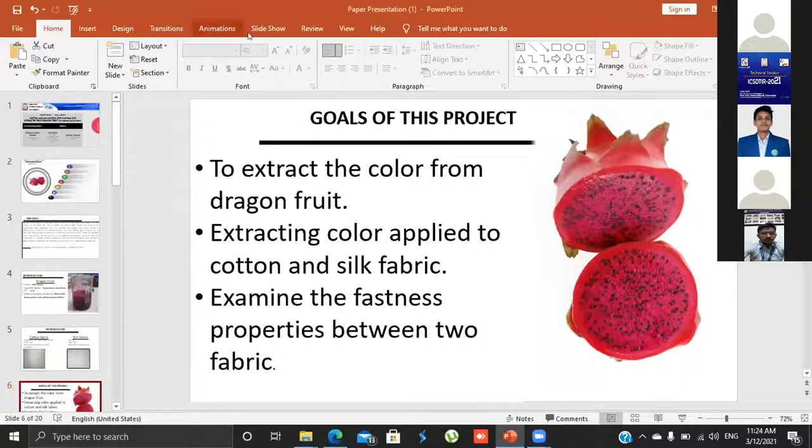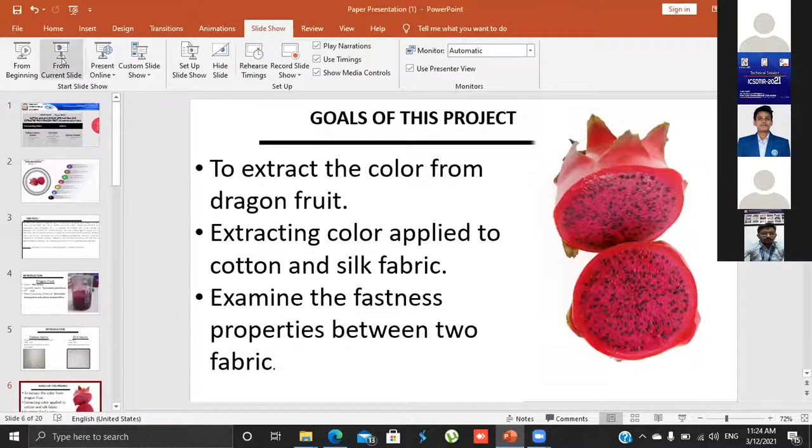Now, I would like to invite the authors of the paper, cotton and silk dyeing with natural dye extracted from dragon fruit: Mr. Tohid Zaman Tamim, Asif Sakib, and Salman Ahmed, please. You can present your paper.